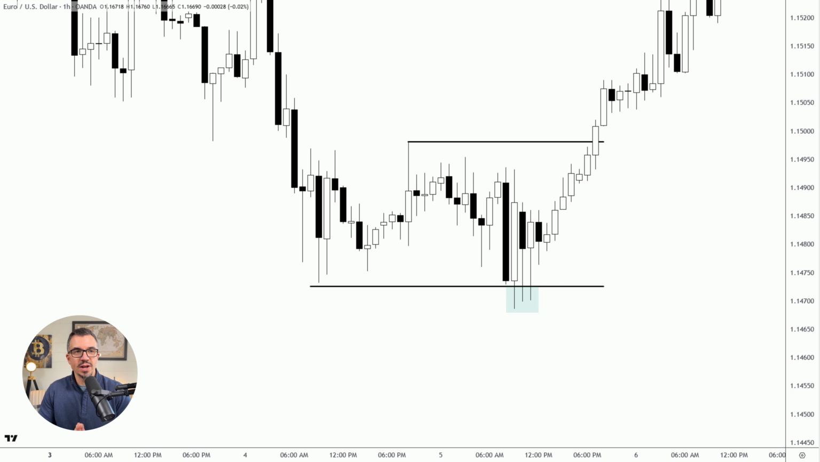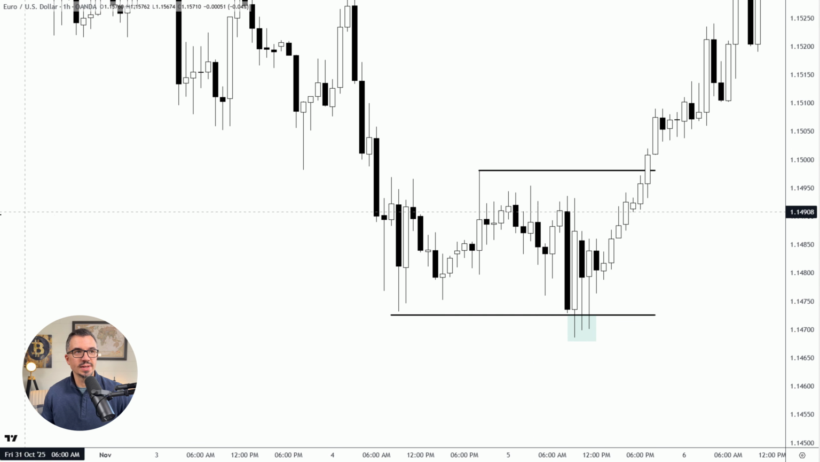So let's get into this here, and as I said, this is my favorite way to play reversals in the market, especially when you don't have a change of character nearby. Before we get into how to trade this setup, I do want to point out that this right here, looking at this on the Euro 1 hour time frame, is not technically a change of character.